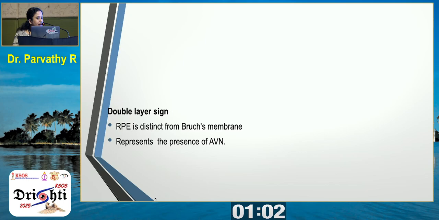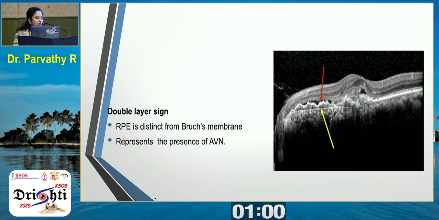And we have the double layer sign, in which there is shallow detachment of RPE distinct from Bruch's membrane, and there is hyperreflectivity in between the layers. It represents the presence of an abnormal vascular network.